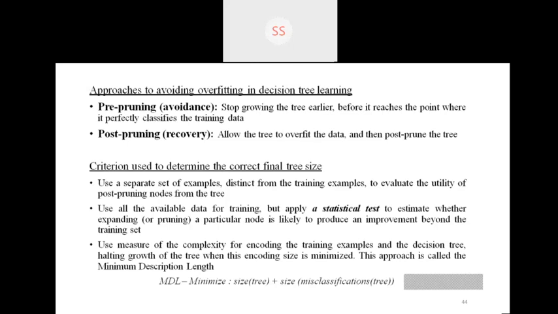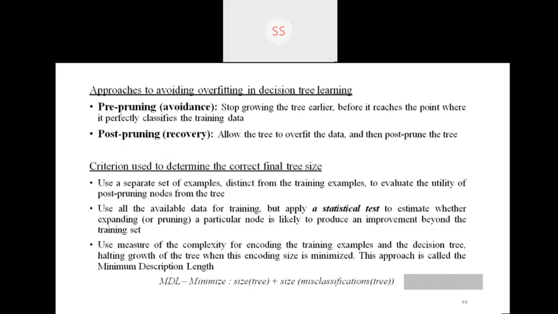And the next one: use a measure of the complexity for encoding the training examples and the decision tree, halting growth of the tree when this encoding size is minimized. This approach is called the minimum description length, also called MDL, right? You stop the growth of the tree when this encoding size is minimized.